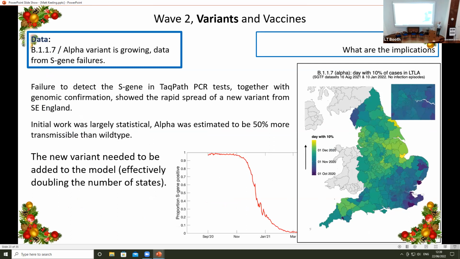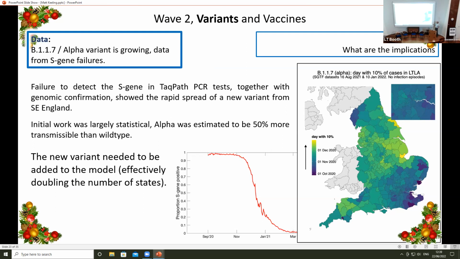The other thing that came out then was variants. Why have I got Christmas decorations around it? Because I now associate Christmas with variants, because it seems that the last 2 years I've had Christmas Day off, but either side of that I've been working on the latest variant that came in. This was Alpha, this year it was Omicron. So the new variant needed to be added to the model. Effectively, we doubled the number of states again.